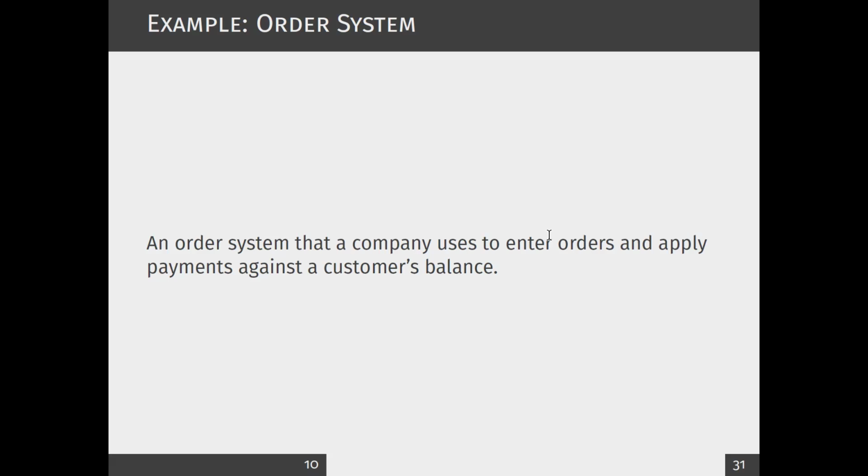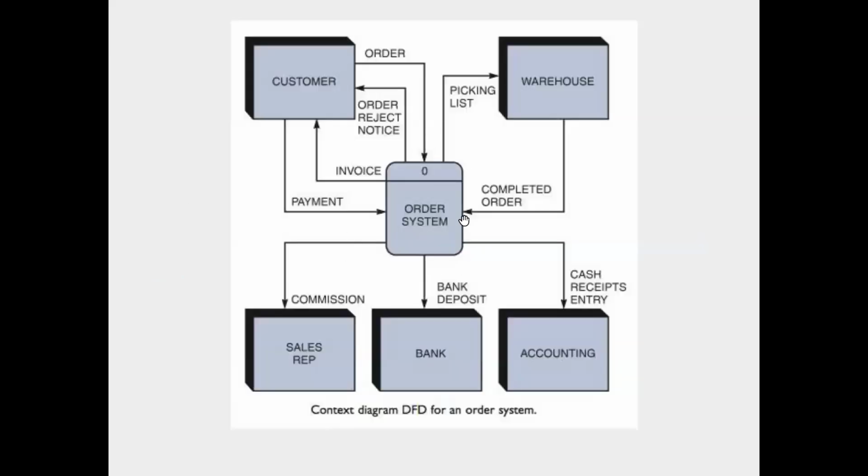Let's look at another example. In this example, we are going to represent an order system, where users can enter orders and apply payments, right? Since it is the system, we put it in the middle of the page, we say order system, and we put 0 there. And then we can list out all the external entities. You can see there are several here. We have customers, sales reps, bank, accounting, and even a warehouse.